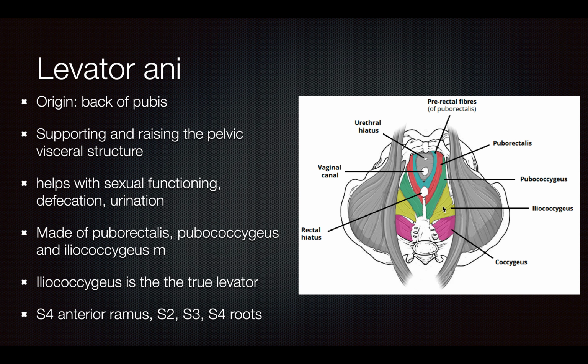So whenever you contract your internal muscles and you feel that contraction of all the muscles, you really feel the iliococcygeus muscle contracting. All of these are innervated by the S4 anterior ramus along with the S2, S3, S4 roots.